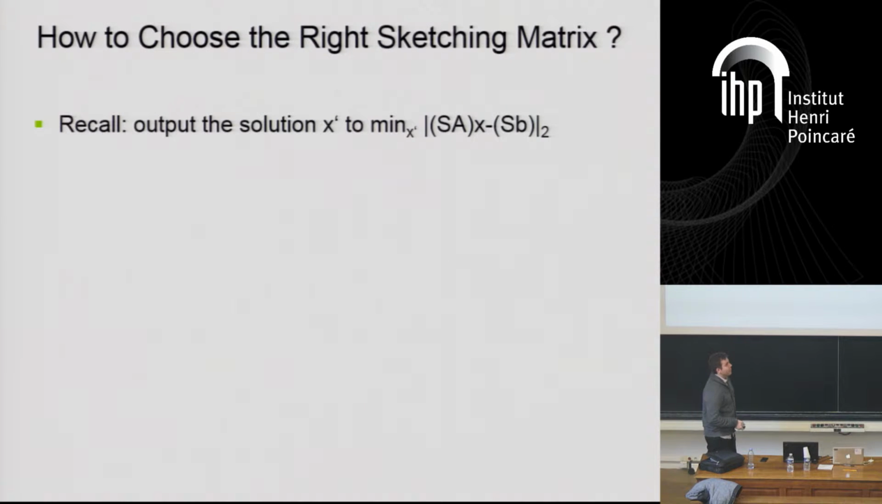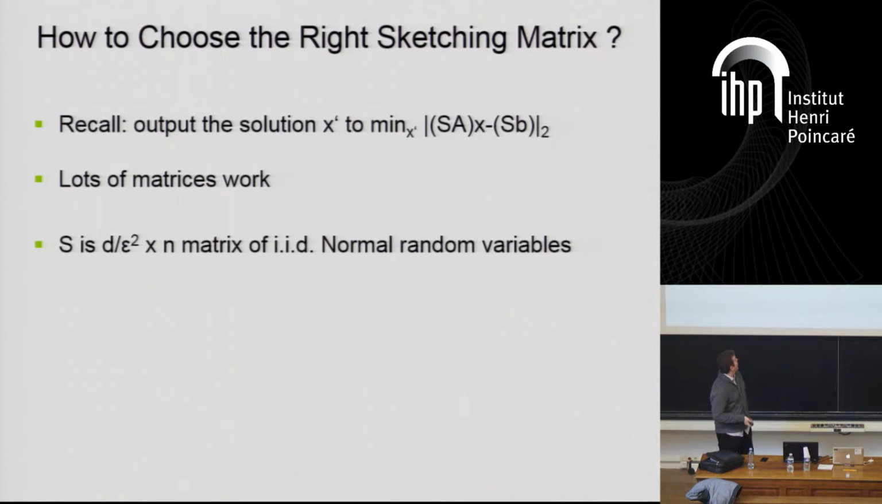Okay, so a natural question is how to choose this sketching matrix S so that this sketch and solve method works. Lots of families of matrices work. The first you might try is a matrix of IID normal random variables. And this actually does work. If I set the number of rows in my matrix S to be d over epsilon squared and do this sketch and solve paradigm, I will get a relative error 1 plus epsilon approximation.